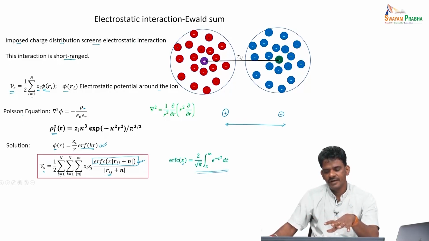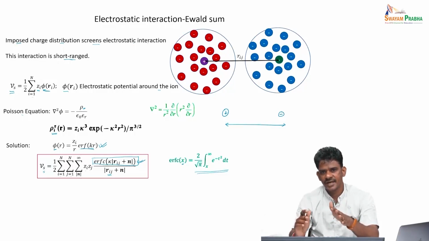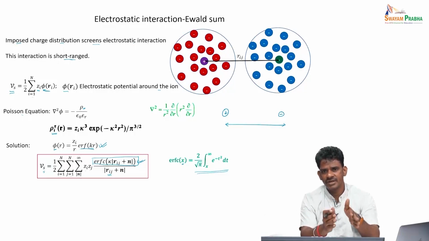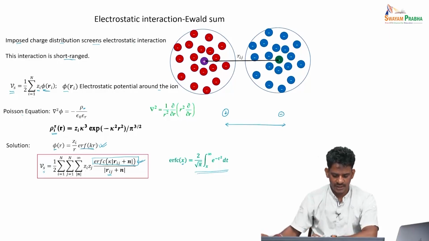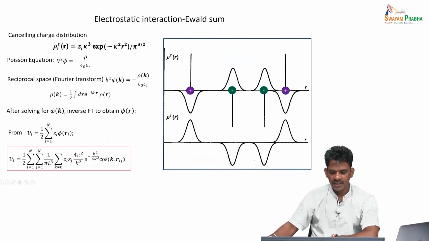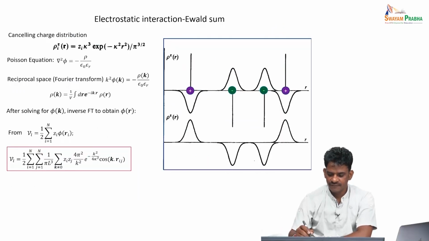So, the total electrostatic interaction can now be converted into a short range interaction because of the imposed counter ion charge distribution. So, this is one contribution that we need to calculate. Now, we said that for a given set of charges, we are superimposing a Gaussian distribution of counter ions of opposite kind, but that is something artificially induced, and when you induce such an imposed distribution, the interaction becomes short ranged.